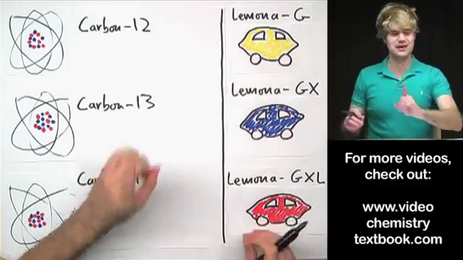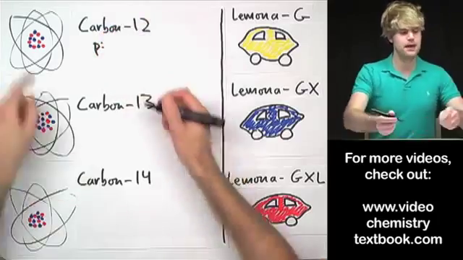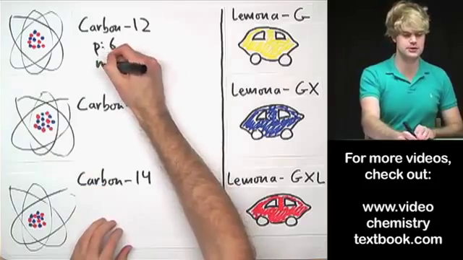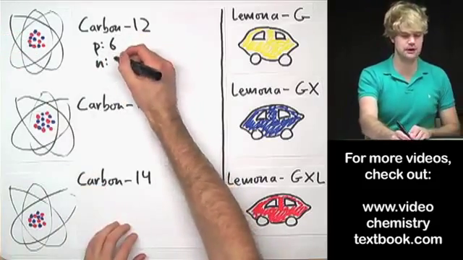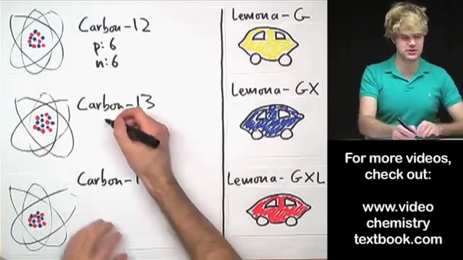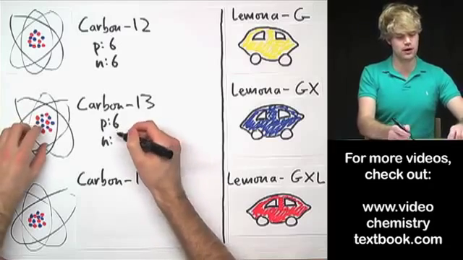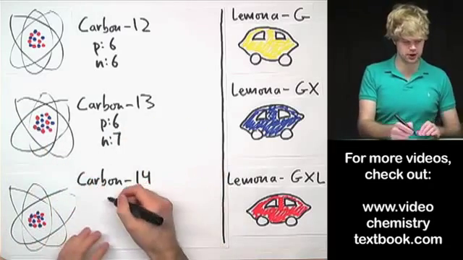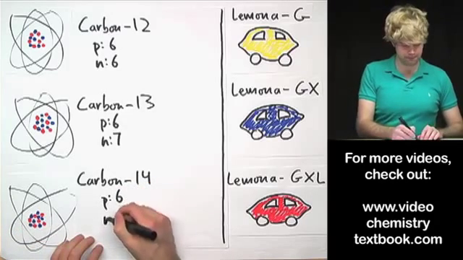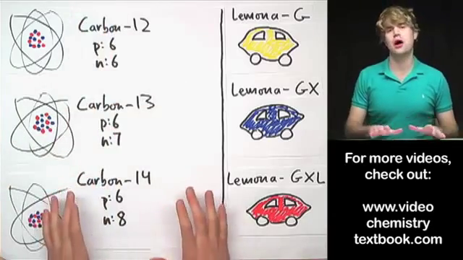Let's look at the options in them. Like we did with the Lamona, let's look at how each one of these different types of carbon differs. Okay? So, if we count the number of protons in carbon-12, we'll see that it has 6 protons, and if I count all the blue spots here, I have 6 neutrons. Carbon-13, 1, 2, 3, 4, 5, 6 red spots, 6 protons. In this one, I have 7 neutrons, and in carbon-14 down here, I have 6 protons, and I have 8 neutrons.